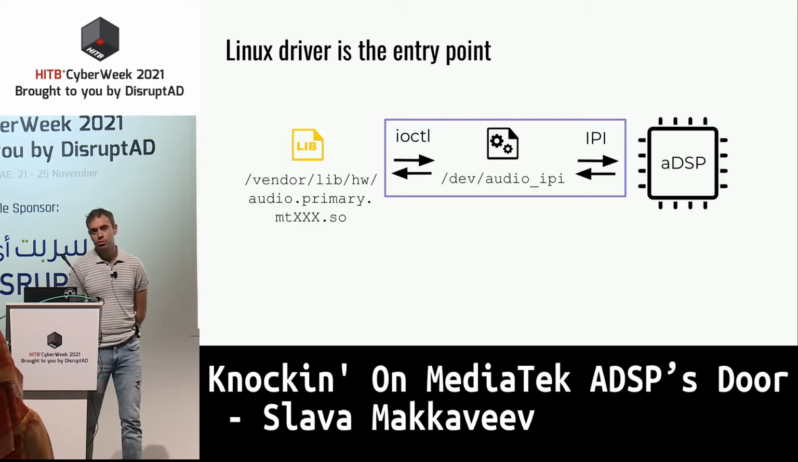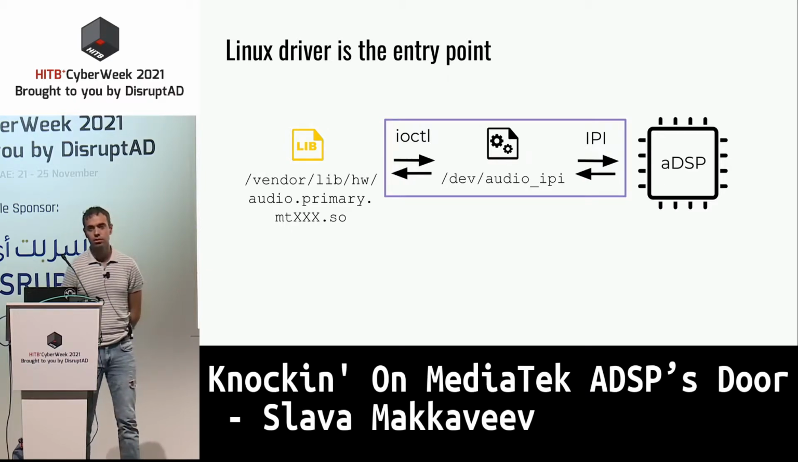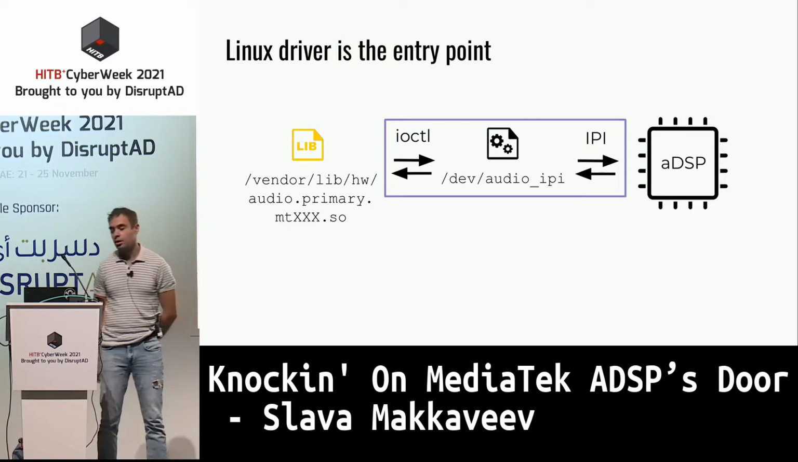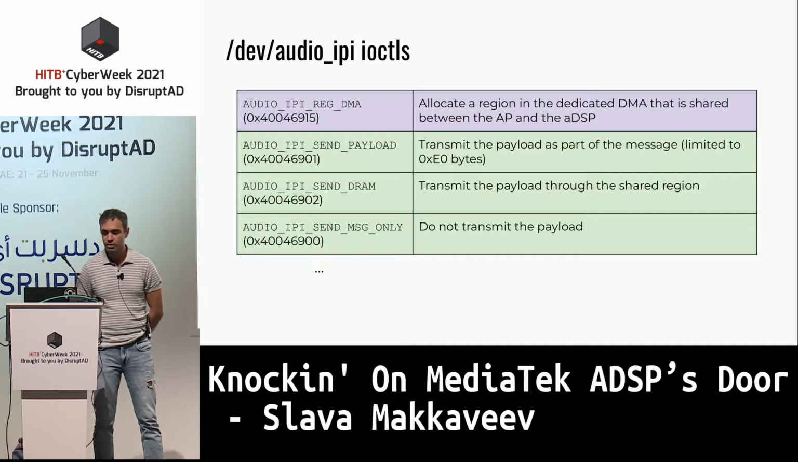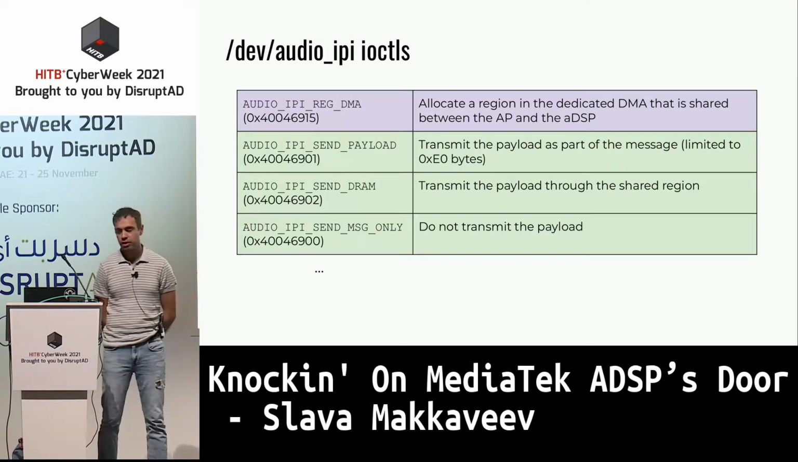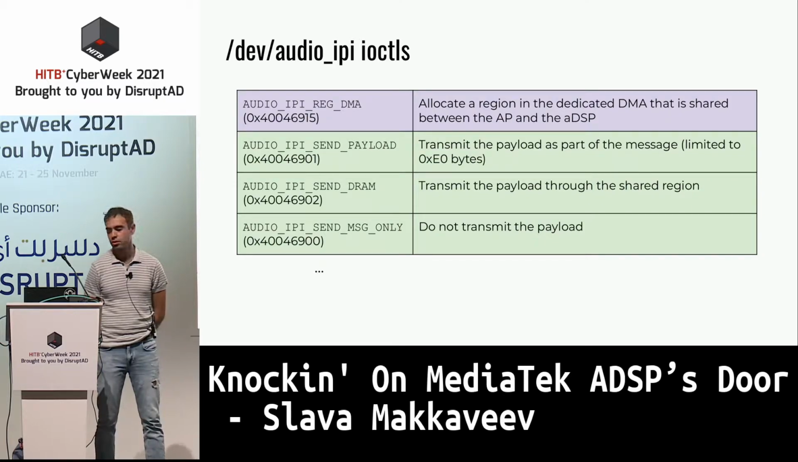This library exports a singleton, which could be used to send IPI messages, inter-processor interrupt messages, from Android to audio DSP. I used this MediaTek API library to explore the flow between Android user space and audio DSP. In my test POC code, I have dealt with the driver ioctls directly without additional wrapping. And on the slide, you can see the ioctls that are most interesting for this study.